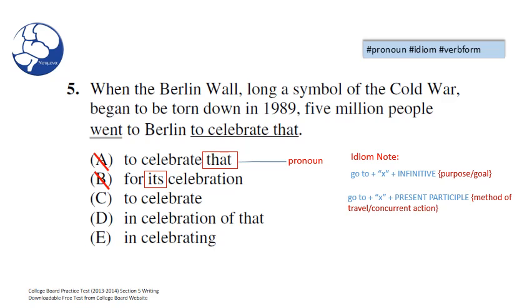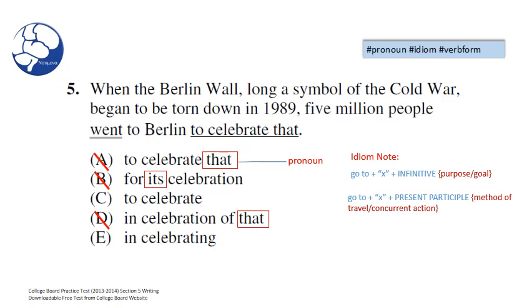Okay, easy enough. Well, what about C? Let's see. 5 million people went to Berlin to celebrate. Looks great. But we still have a couple more choices. So let's hold on to C for now, and let's move on to D. 5 million people went to Berlin in celebration of that. We have another demonstrative pronoun, but there's no noun that follows it. So, what error do we have? The same error as we had in A. It's a pronoun ambiguity error.